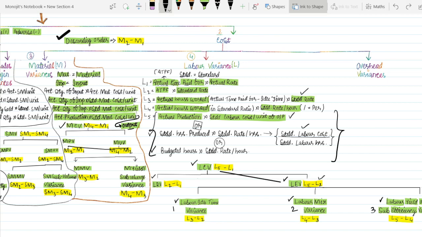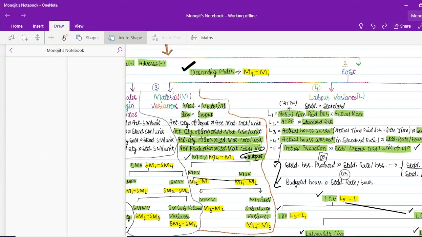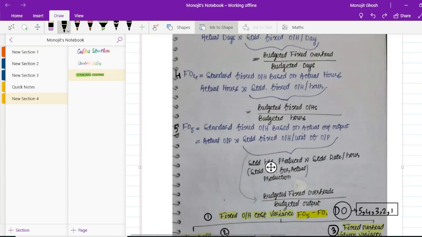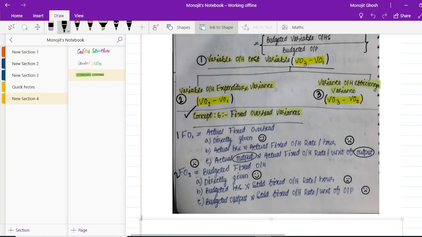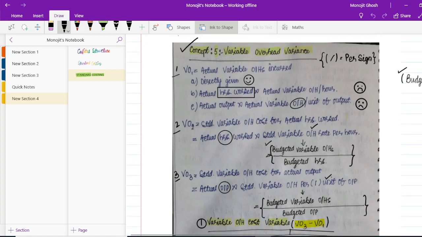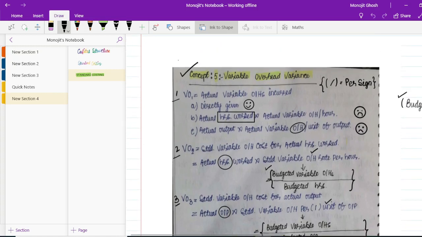Now we will discuss overhead variance. This is the last part of cost, and it will end all the concepts of standard costing. In overhead variance there are two components: variable overhead variance and fixed overhead variance.